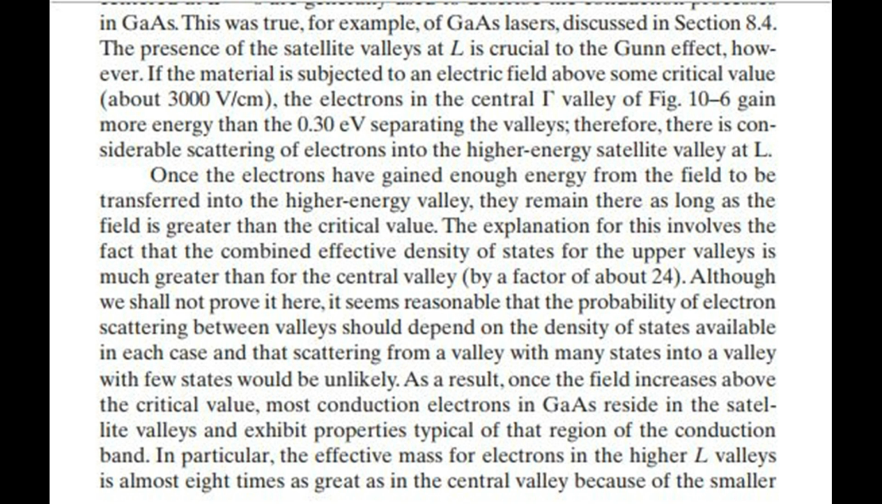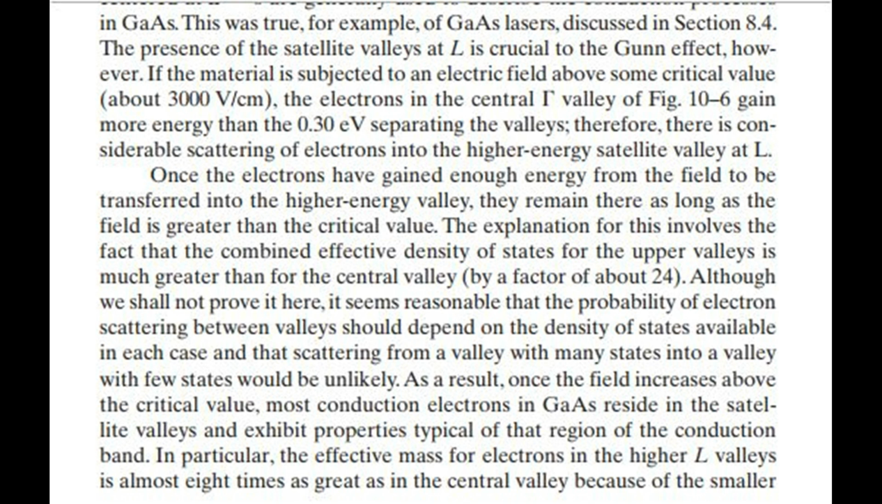Although we shall not prove it here, it seems reasonable that the probability of electron scattering between valleys should depend on the density of states available in each case, and that scattering from a valley with many states into a valley with few states would be unlikely. As a result, once the field increases above the critical value, most conduction electrons in gallium arsenide reside in the satellite valleys and exhibit properties typical of that region of the conduction band.